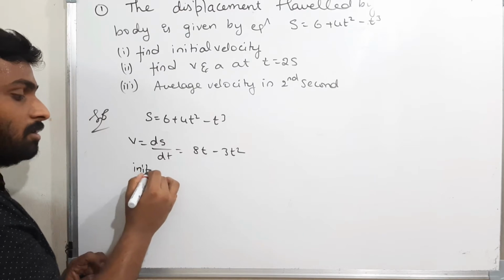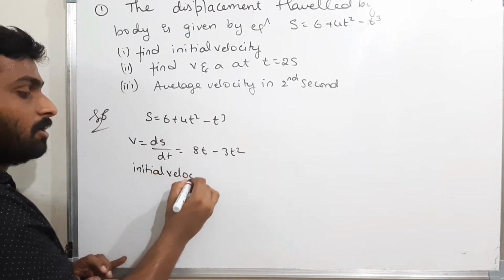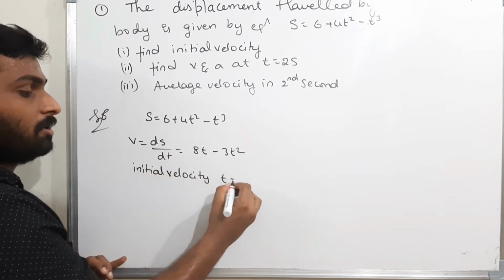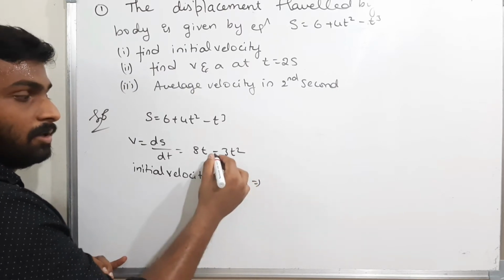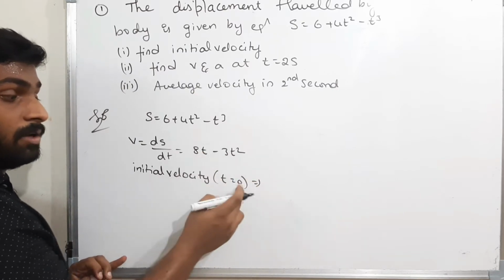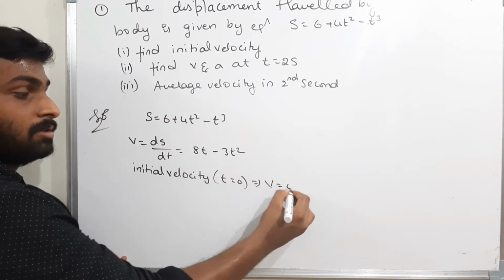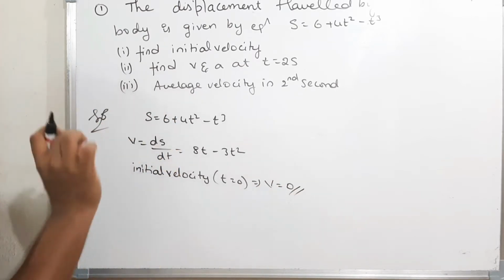Now, initial velocity means time t equal to 0. Therefore, initial velocity is equal to, that means at time t equal to 0. Therefore, keep t is equal to 0. How much? If I keep t equal to 0, the velocity is 0. Therefore, initial velocity of the body is 0.